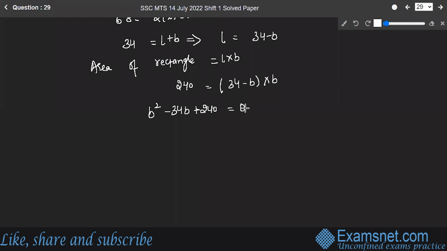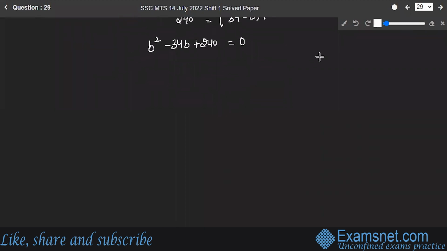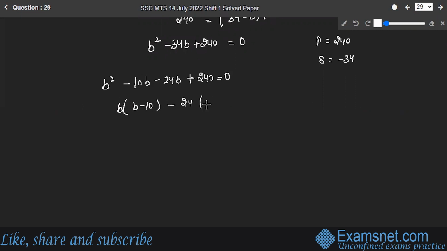Now splitting the middle term, I want two such numbers whose product is equal to 240 and the sum of the two numbers is equal to minus 34. So splitting the middle term, you will get b square minus 10b minus 24b plus 240 is equal to 0. Taking b common, b minus 10, minus 24, b minus 10 is equal to 0. From here you have that b is either equal to 10 or 24. So that means length can either be 24 centimeter or it can be 10 centimeter. It can be any of these, right?